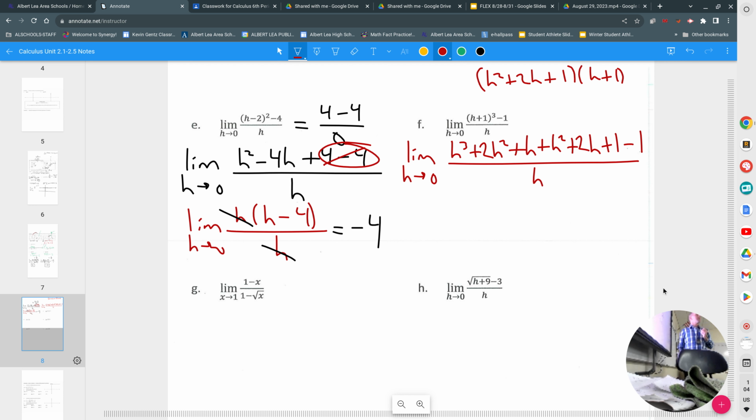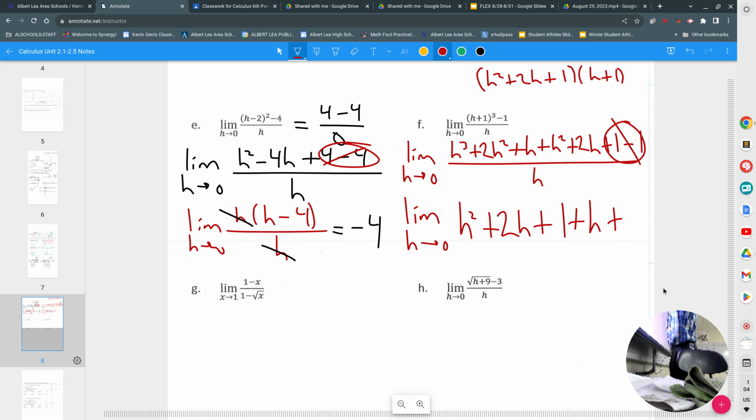This works out quite nicely because the 1's cancel. Everything that's left has an h. So I should be able to divide out that h, and I'll be left with the limit as h goes to 0 of h squared plus 2h plus 1 plus h plus 2. And now something that I very much enjoy at this part is what value are we plugging in for h? Zero. So notice everything that has an h just goes away because you're plugging in 0. And the result is 3.